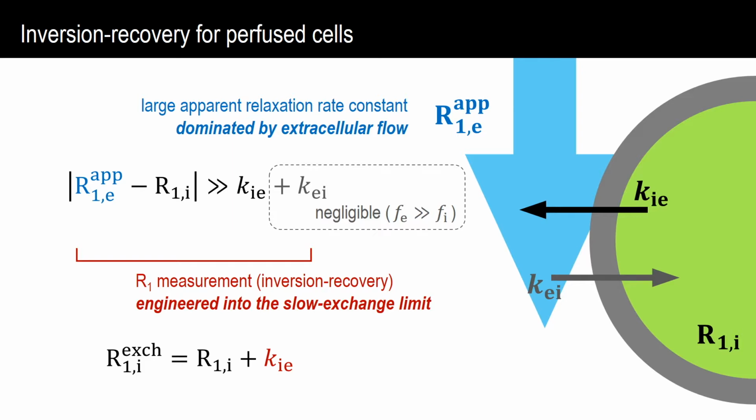The first term, R1I, the intrinsic R1 for intracellular water, can be approached by a separate inversion recovery measurement in cell pellets, and we have described the details of this measurement in our paper. And in this way, we can derive the KIE, which is essentially 1 over tau I.